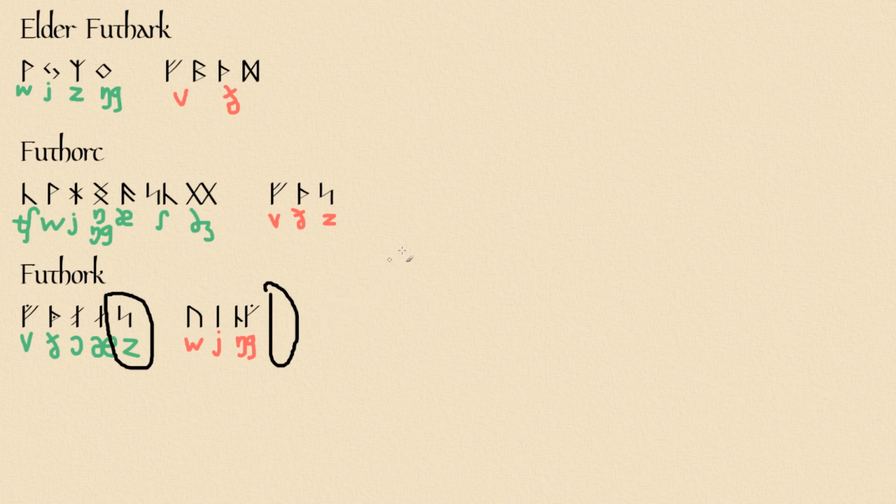So in Futhorc, they had the long branch variant and the short twig variant, and some writers would make a distinction between the two. It wasn't consistent. It's not that this was actually always the Z rune and this one was always the S rune, but sometimes it was, and sometimes the reverse was true, depending on the writer.